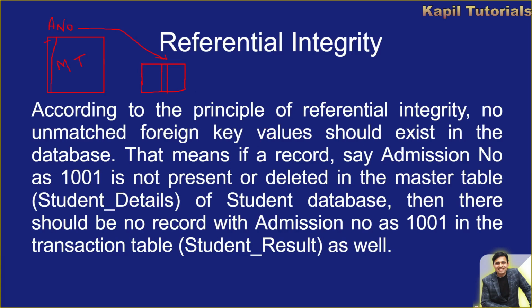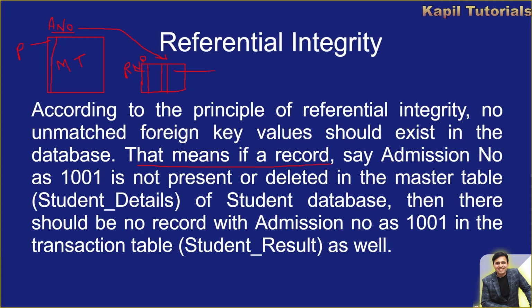This key, if it is primary here, then the same column should be present in the transaction table also. And here it will be called a foreign key. Foreign key in the sense, if another transaction table is having roll number as primary key. Okay, it's clear from here what's been written here.